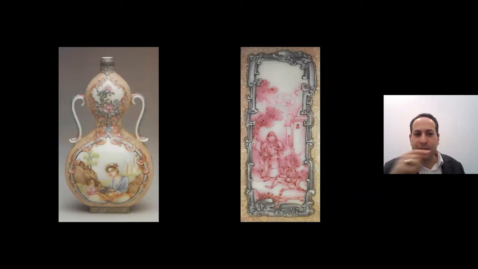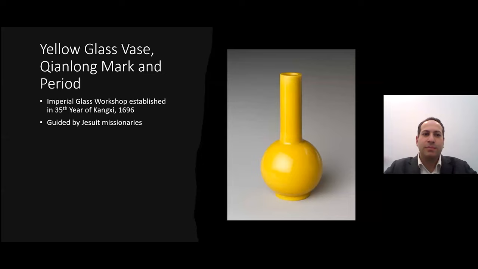Again, the kind of interest with Europeans, you see it in cloisonné and enamels. You see it depicted in porcelain as well at this time. There's glass making from this period, which was introduced by the Jesuits at the same time. The glass workshop was established in the 35th year of Kangxi and guided by Jesuit missionaries.